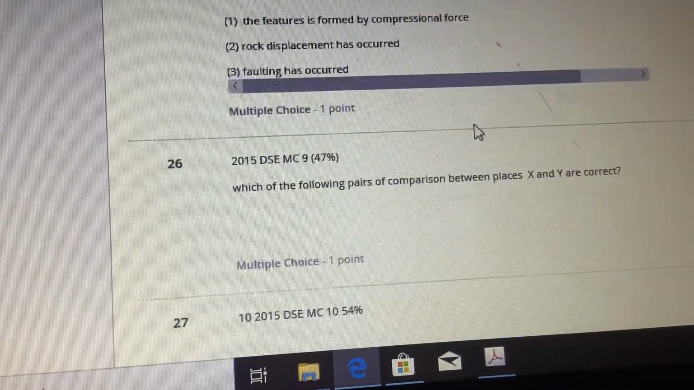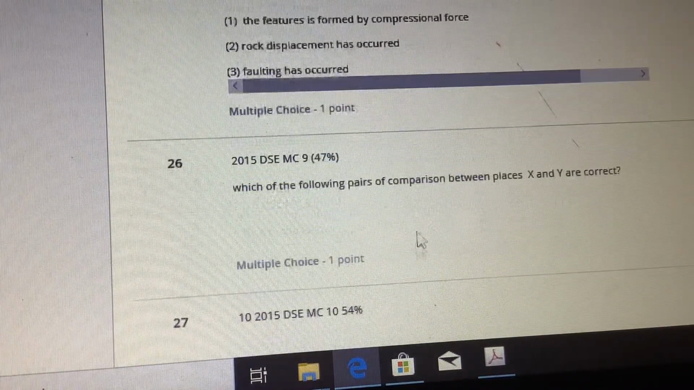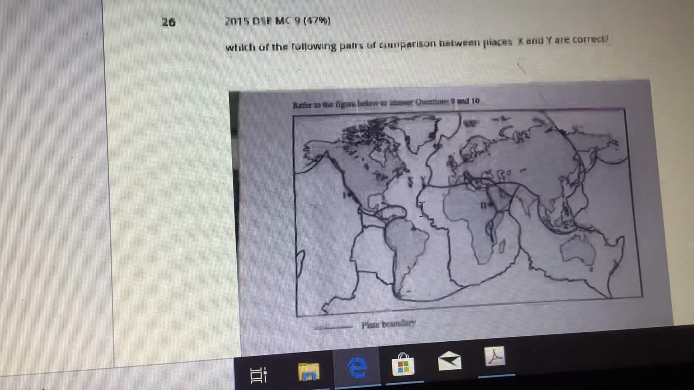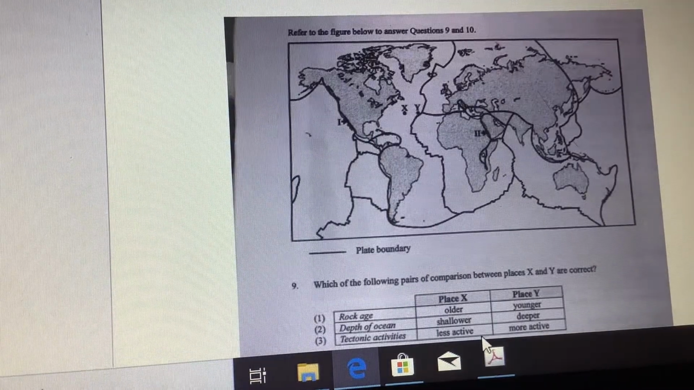So next one. Which of the following comparisons between pie X and pie Y are correct?